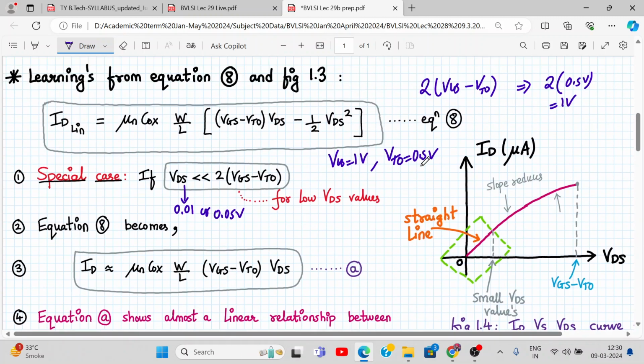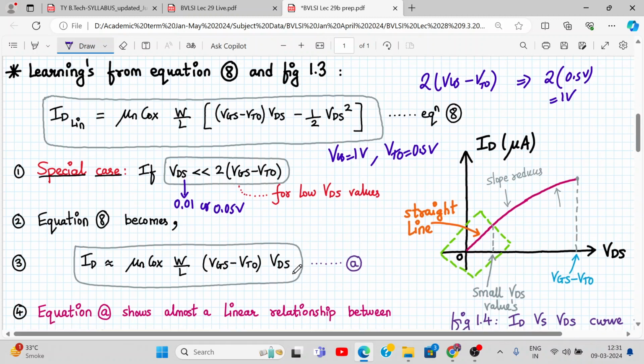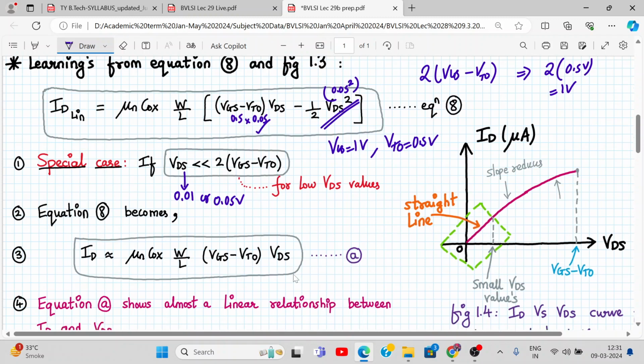Okay. So under these conditions we can say that this term over here dominates this term. The VDS square term is very, very small compared to this term. Yes or no? See, I'll give you an example. If VDS is 0.05, VDS square will be 0.05 square. This will be small, so this quantity will be very, very small compared to this. That's why we have ignored it. So that's why we got equation number A.